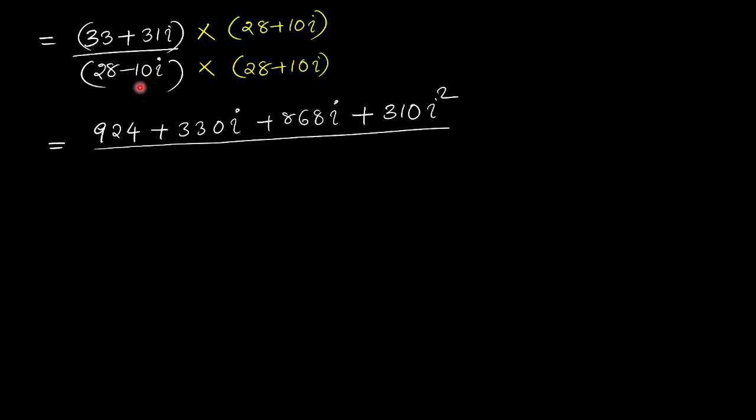And the denominator is of the form a plus b into a minus b, which is a square minus b square. A square will be 28 square. Minus b square will be 10i whole square, that is 100i square.